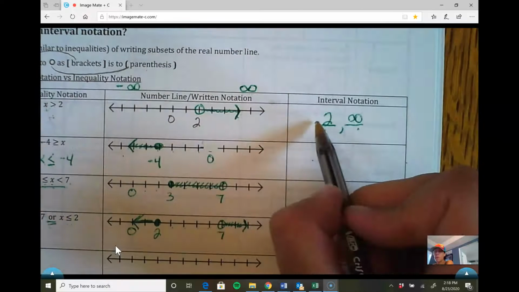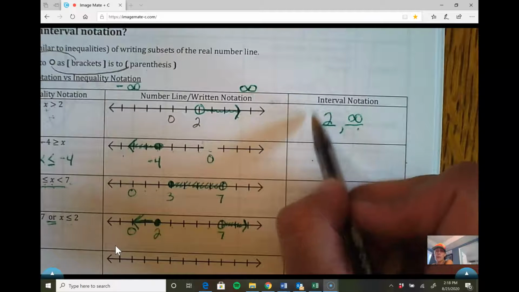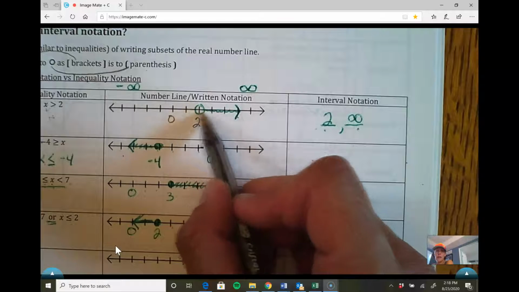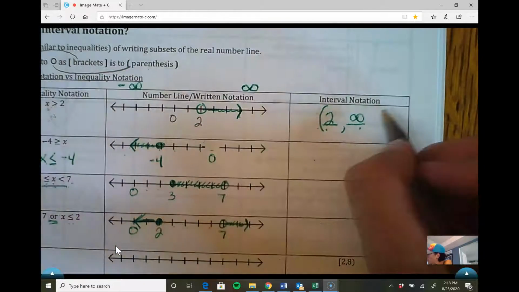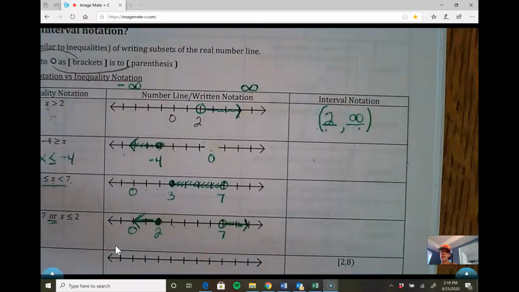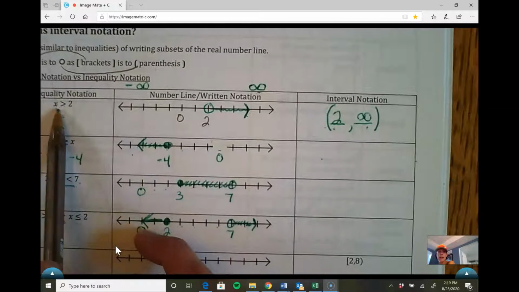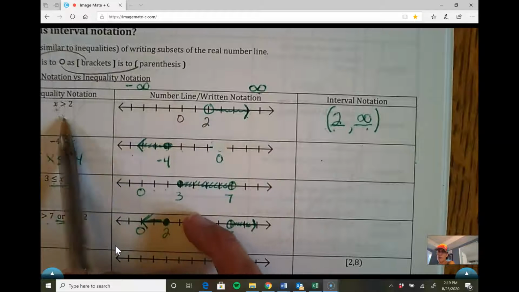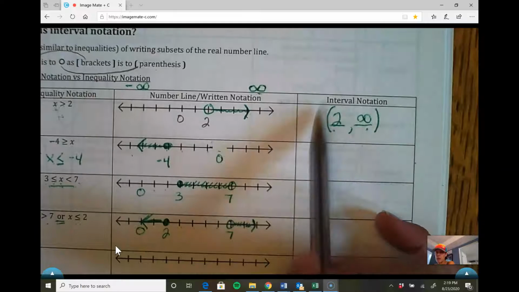And now either I'm going to put parentheses, which means I'm not including the value, or brackets because I am including the value. And see how this is an open circle? I didn't want to include 2. I'm going to use parentheses. And with an infinity sign, you always use parentheses, because you can never reach the end, so it's never going to include infinity. So you're going to have parentheses every single time with an infinity sign. So these are saying the same thing: anything bigger than 2, but don't include 2.